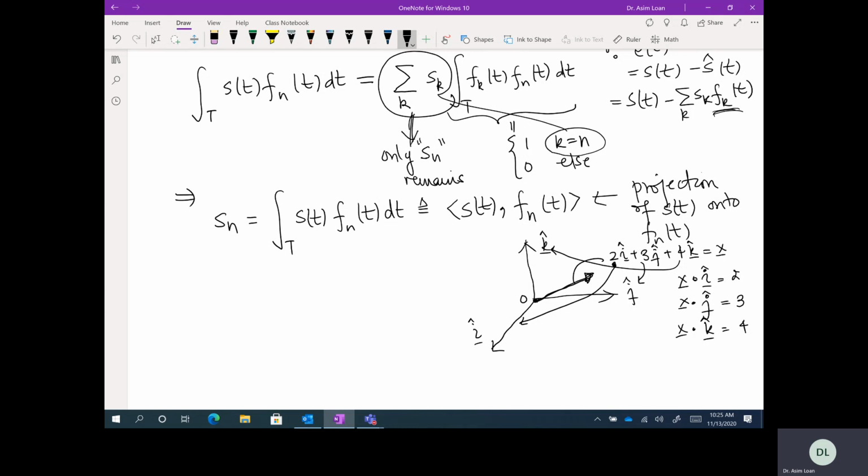Okay, when you have complex functions, then the inner product is actually such that one of them has to be conjugated.